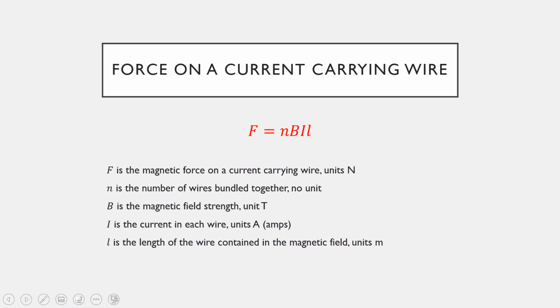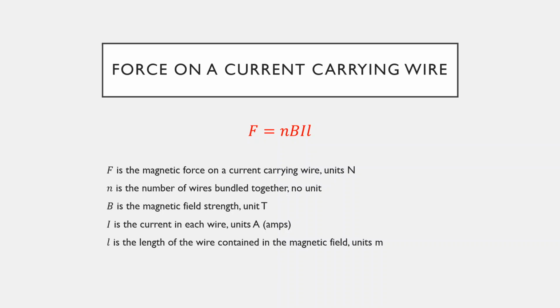Here's the equation straight off the bat. So you've got F equals NBIL. So F is the force on the wire, N is the number of wires possibly bundled together. Okay, this is especially true when we look at motors later on, where motors are typically built by coiling a wire around multiple times. Okay, so we'll look at that later on.